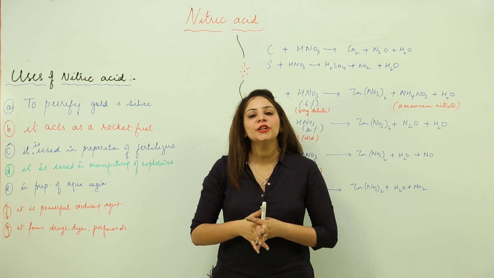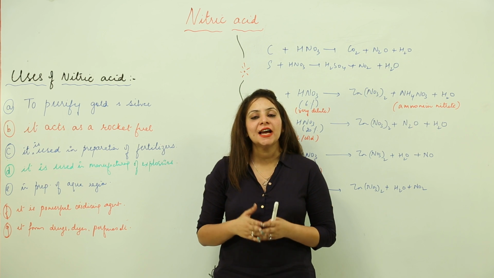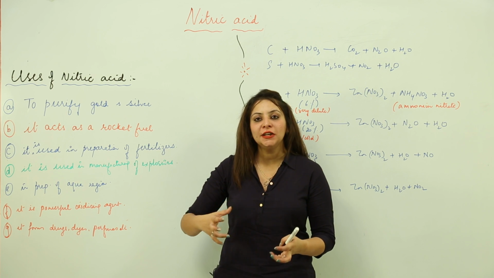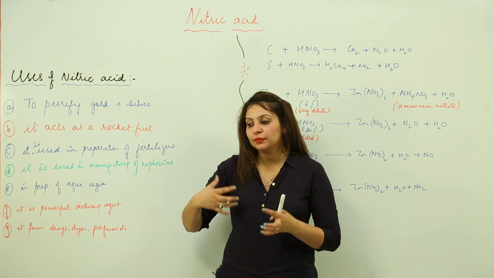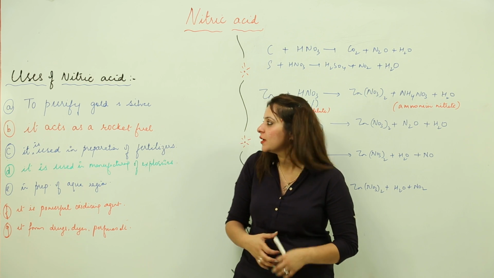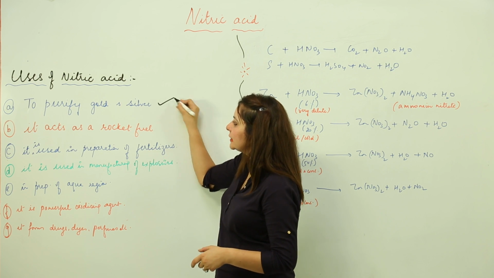Now, here we are going to start with the uses of nitric acid. Nitric acid is used in different fields. So, let us focus on where and why it is helping in many fields. The first is that it is used to purify gold and silver.